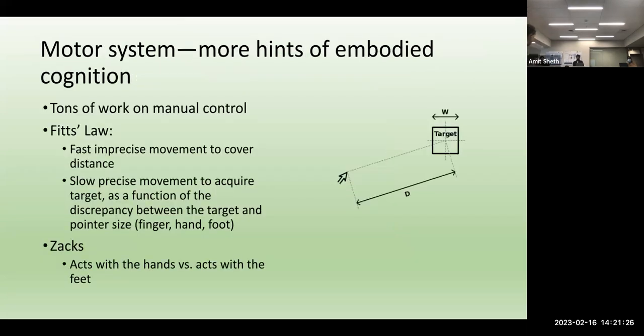Okay, motor system. Time still okay? Yes, still okay. Two, motor system.